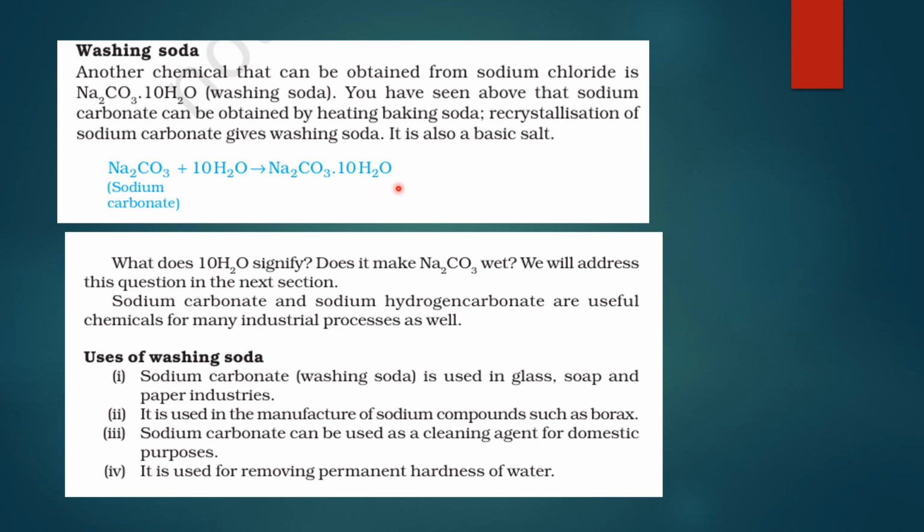It gives Na2CO3.10H2O. Fine. So sodium carbonate and sodium hydrogen carbonate are very useful chemicals for many industrial processes. Let's see how washing soda is helpful. It's used in glass, soap and paper industries, manufacture of sodium compounds like borax, as a cleaning agent for domestic purposes, and for removal of permanent hardness of water.